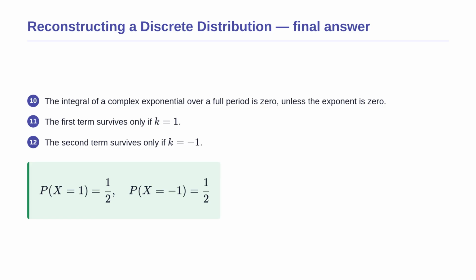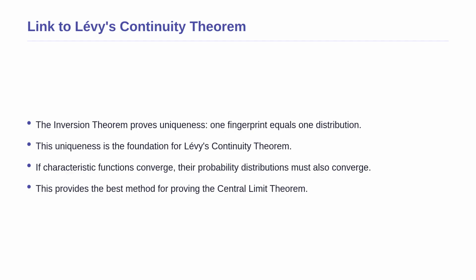Our final answer shows a 50% chance of being 1 and a 50% chance of being negative 1. The discrete inversion theorem flawlessly extracted the exact probabilities of a simple coin flip from a cosine wave. Now that we have seen the theorem in action, we must understand its broader impact. The inversion theorem proves that every characteristic function is tied to exactly one probability distribution. This property is known as uniqueness.